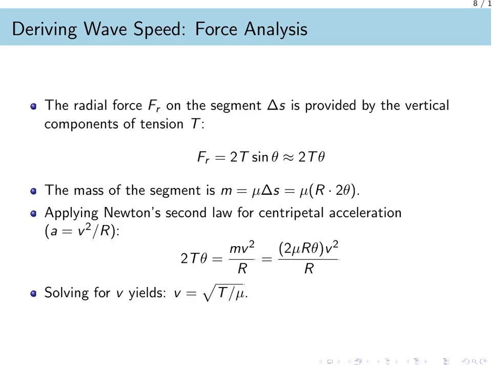By applying Newton's second law for centripetal acceleration, which is velocity squared divided by the radius, we can set the radial force equal to the mass times this acceleration. When we simplify the resulting equation and solve for velocity, we arrive at the result that wave speed equals the square root of tension divided by linear mass density.